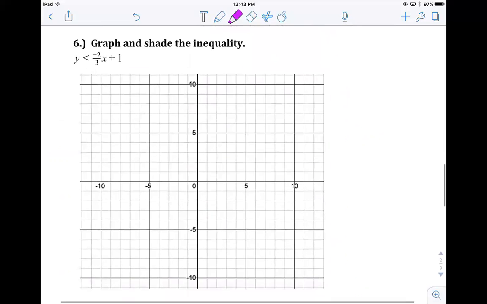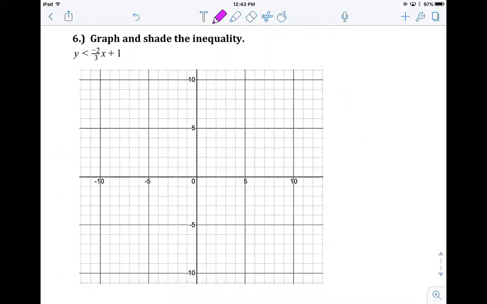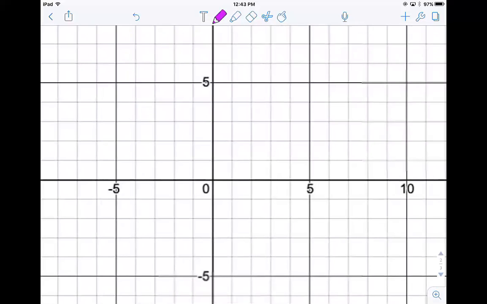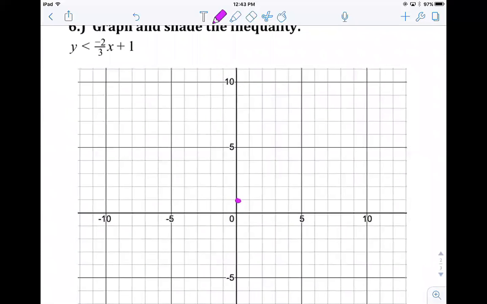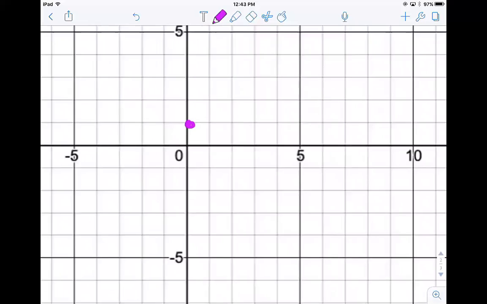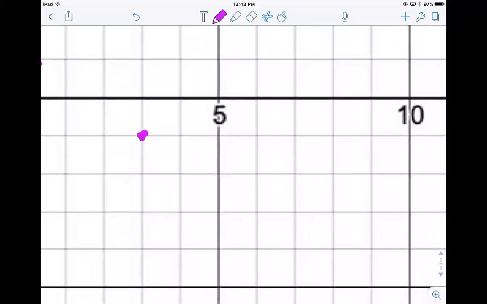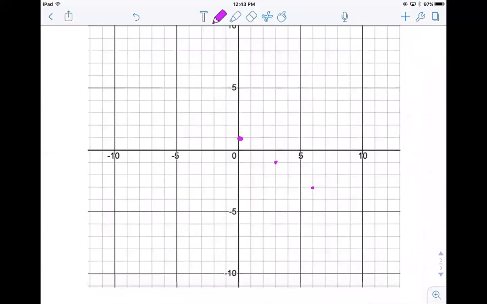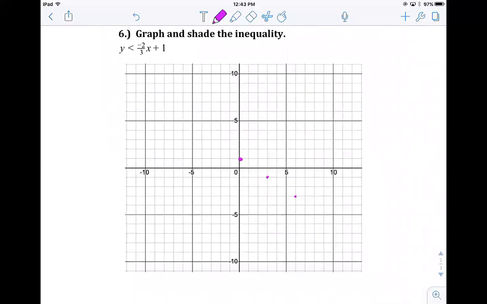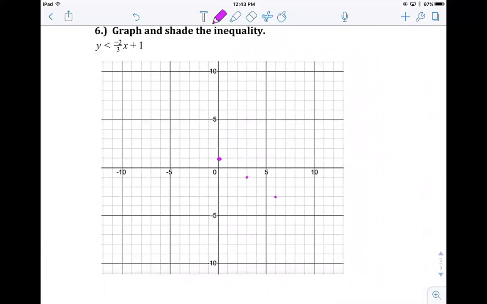Problem 6, we're going to graph, starting with our y-intercept, which is +1. Our slope is -2/3. So we're going to go down 2, over 3, always move to the right, down 2, over 3. And you could do a couple more points if you wanted to. We need to decide, is this line a dotted or a solid line? Since it's missing the equal to symbol, it is dotted.